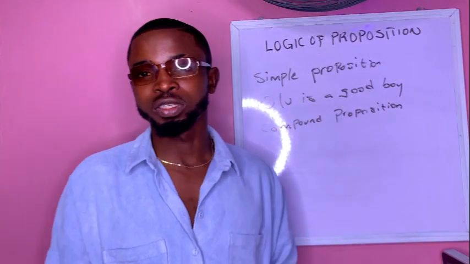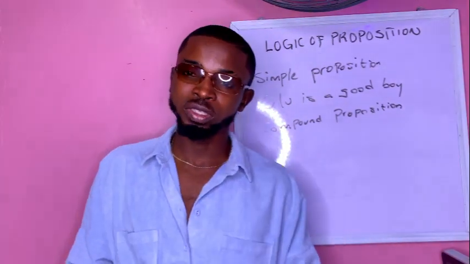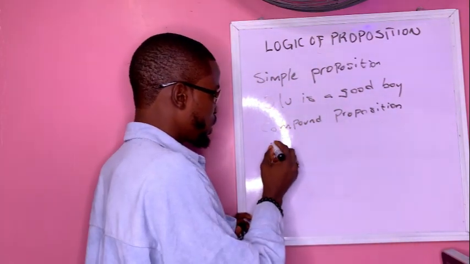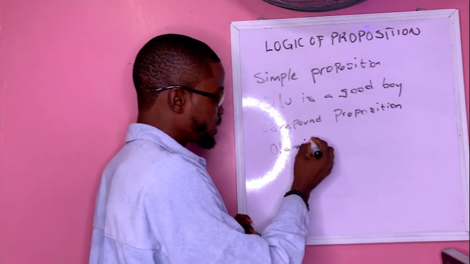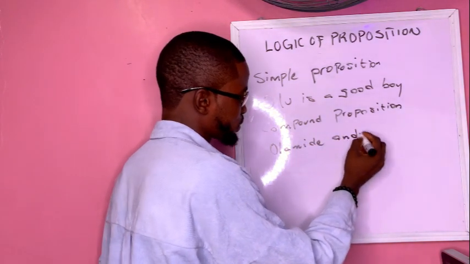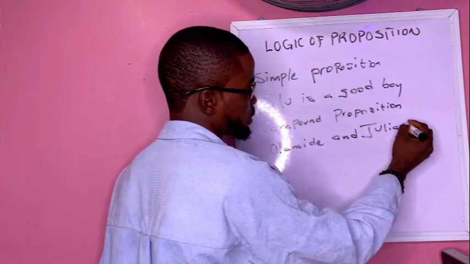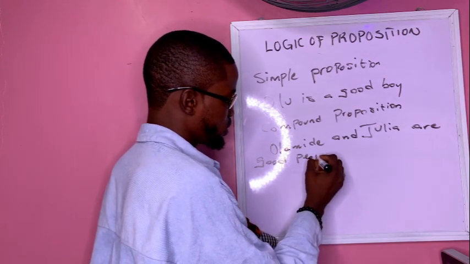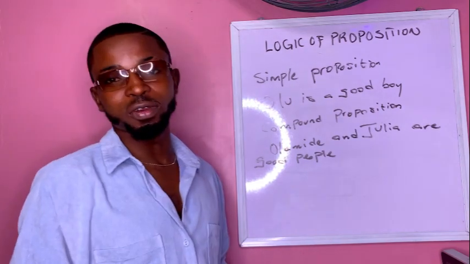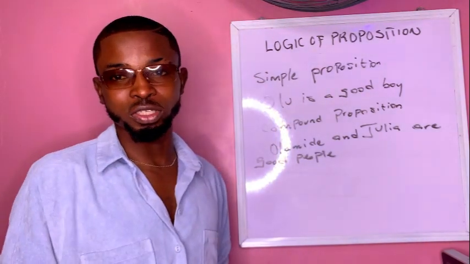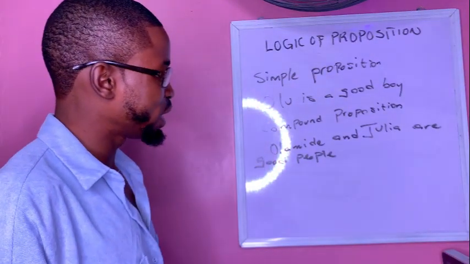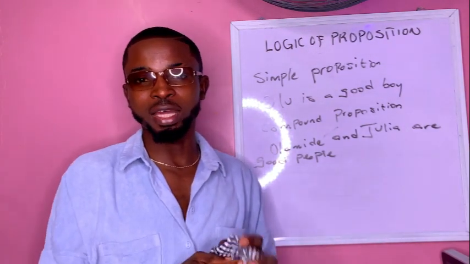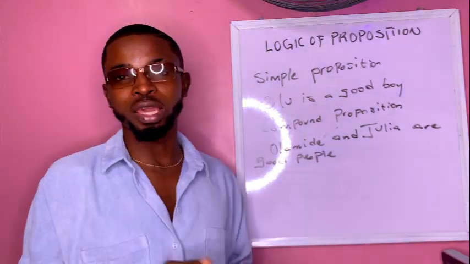So what is a compound proposition? A compound proposition is a proposition that contains another proposition as a component. Let me give you an example. Olamide and Julia are good people. This is an example of a compound proposition because it contains another proposition as a component. If you look at this proposition very well now, it's telling us that Olamide is a good person and also Julia is a good person. So the two of them are coming together to form one proposition. That is why they call it a compound proposition.